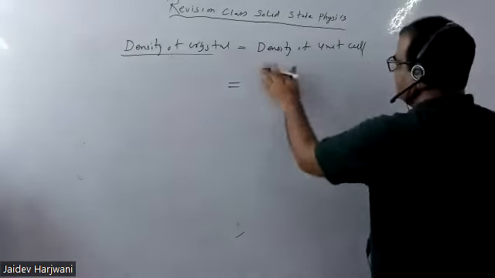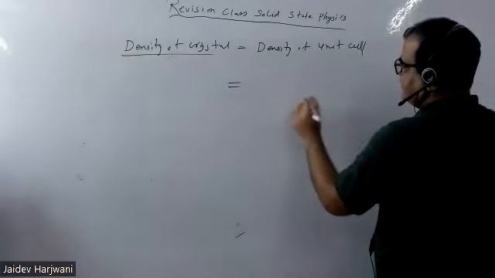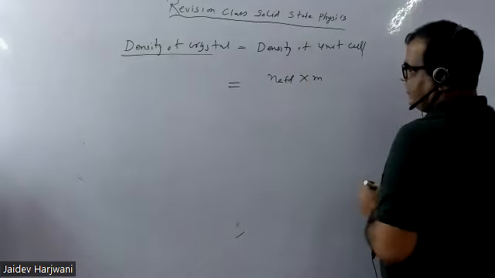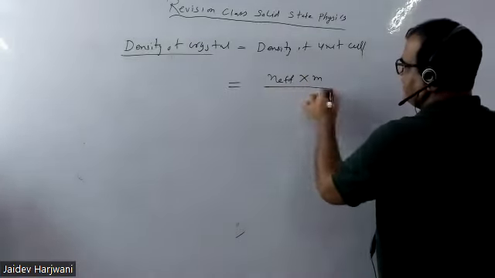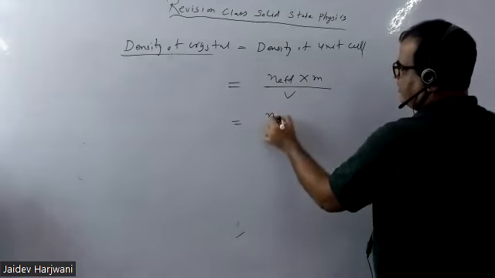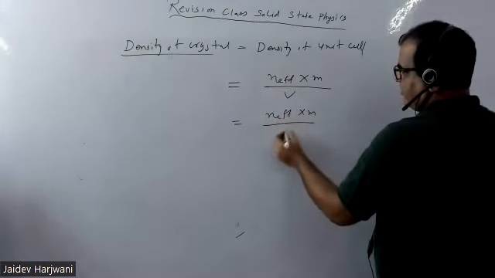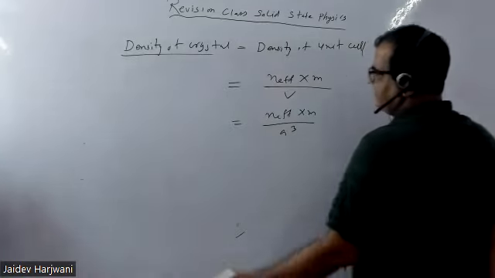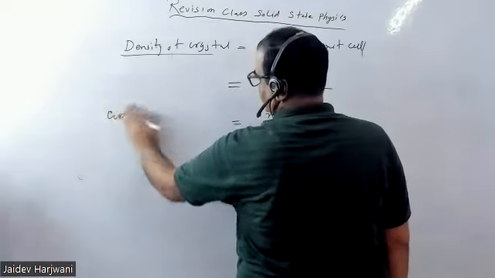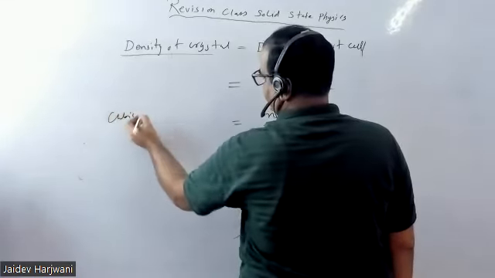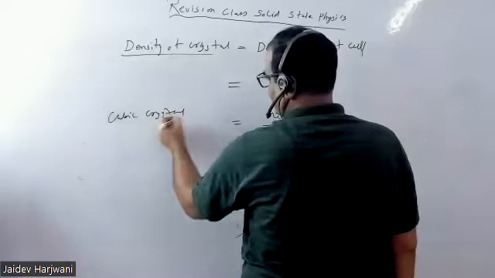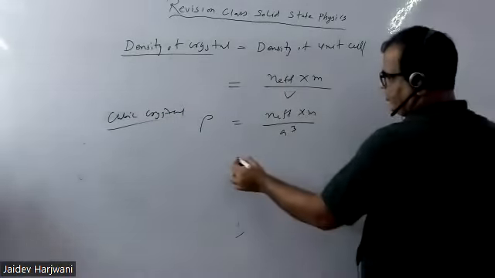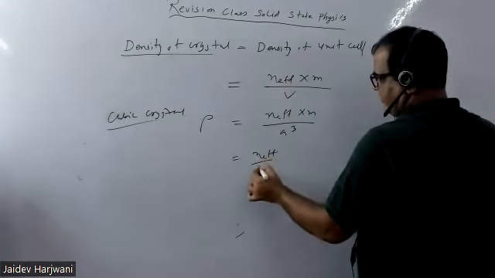So how much mass is present? How many atoms are present? We should know N effective, and we should know the mass of each atom. How many atoms are present in the unit cell, divided by volume. We know the volume for a cubic system is A cube. So for a cubic crystal, density will be N effective M upon N A cube.